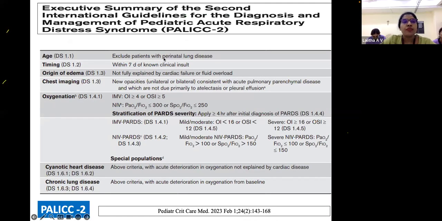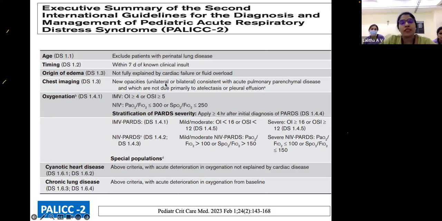So what are those? In terms of patient age, you should exclude patients with perinatal lung disease. That's the first criterion. So you should not be including small babies, newborns or premature babies. You need to exclude perinatal lung disease first to begin with. And the insult should be within 7 days. And the origin of edema cannot be fully explained by cardiac failure or fluid overload.